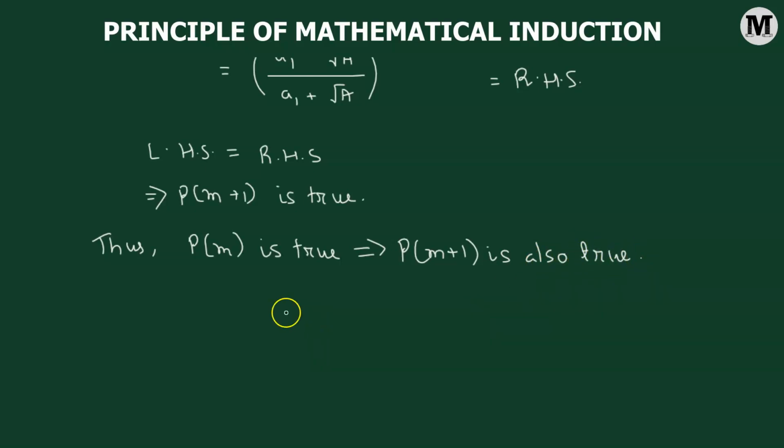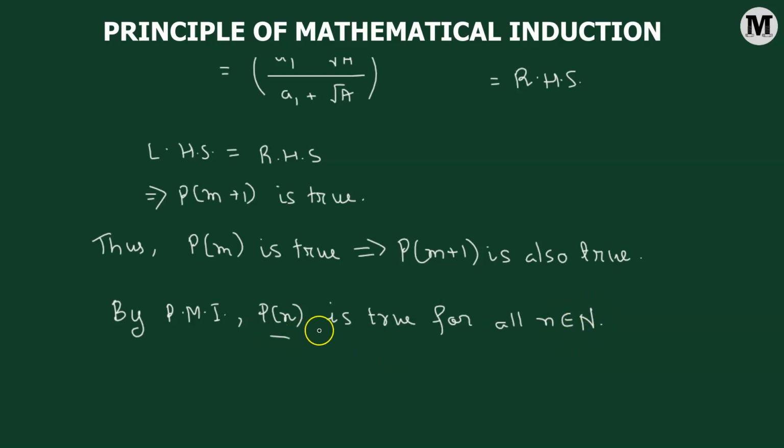And by now we can generalize the idea by the principle of mathematical induction. We can say that the original statement, which is given by p of n, is going to be a true statement. This is going to be true for all values of n. That means any n that we pick up must belong to the set of natural numbers. That means the statement p of n is going to be true for any natural number.